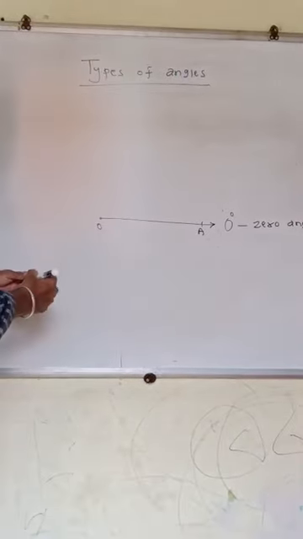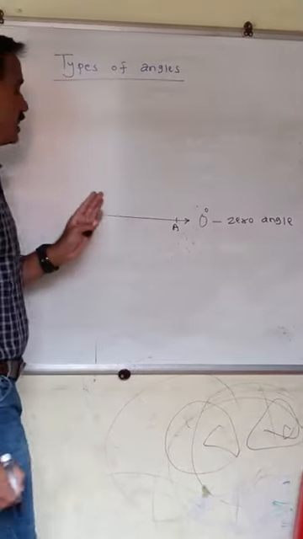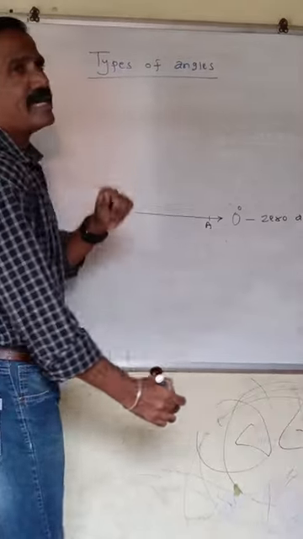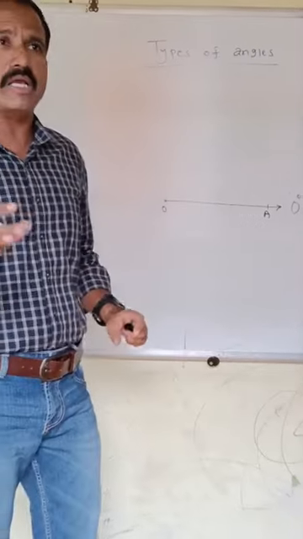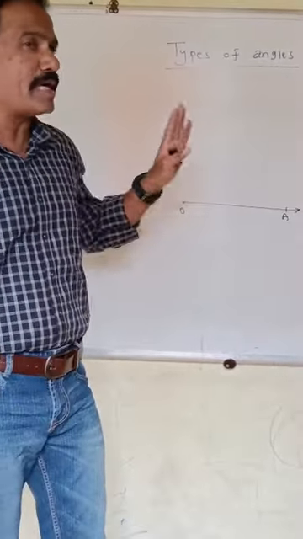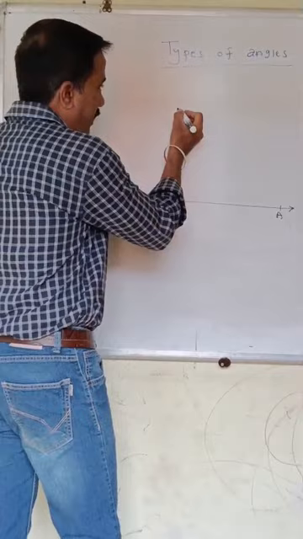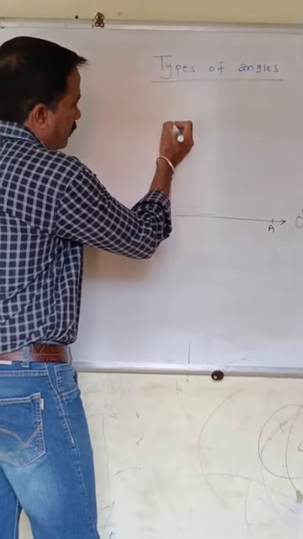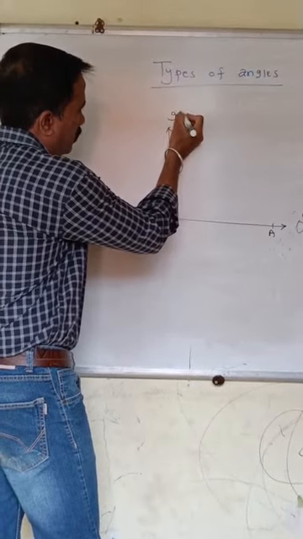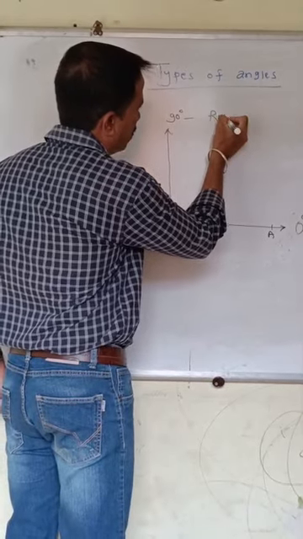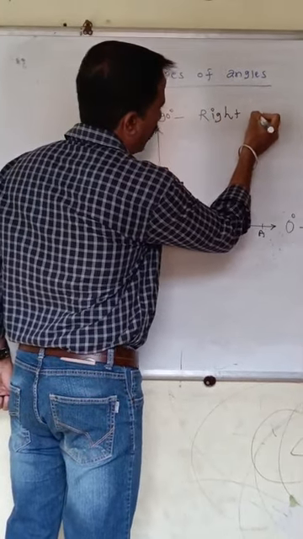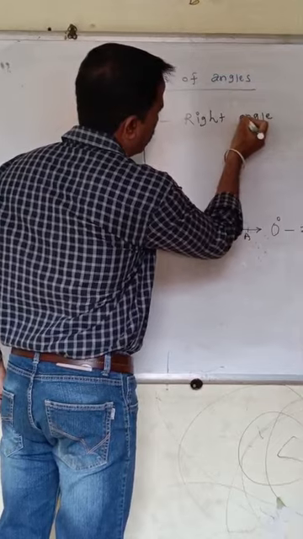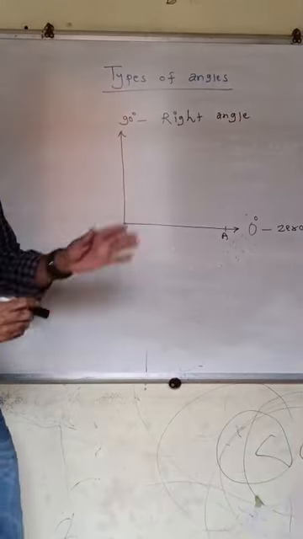Now if ray OA rotates at O in anticlockwise direction and describes an angle of measure exactly 90 degree, this is called right angle. Students, this is called right angle.